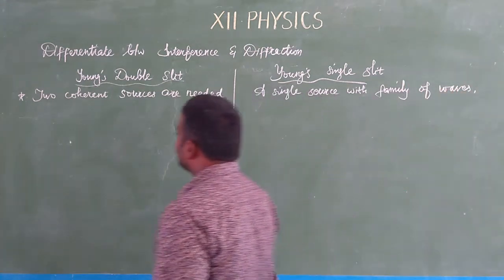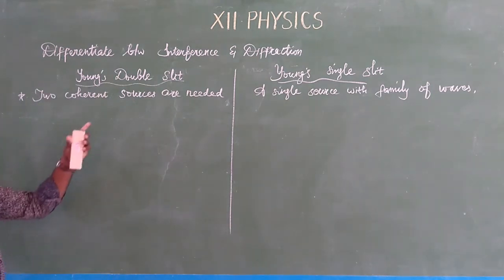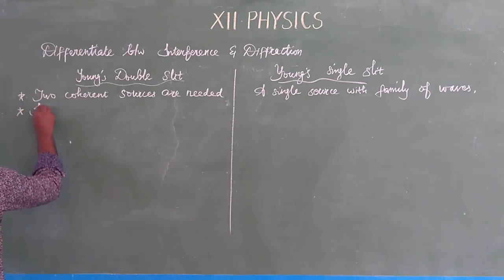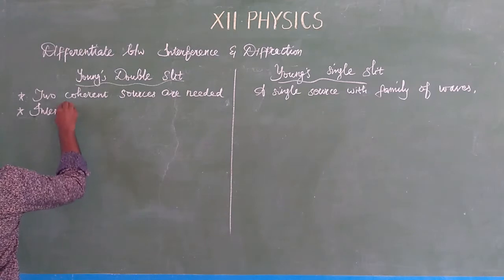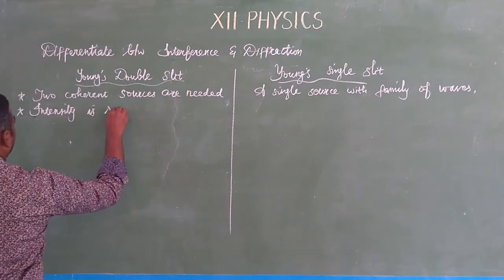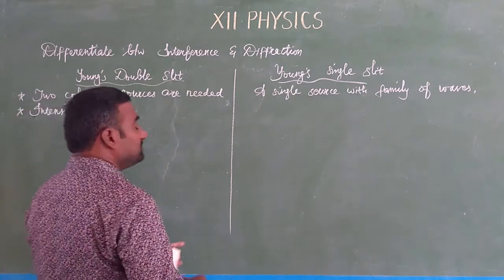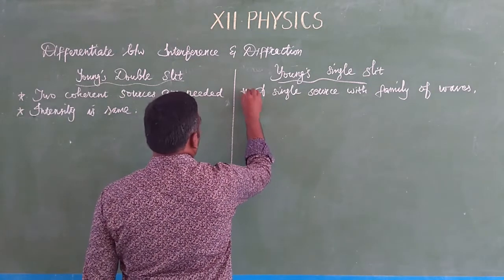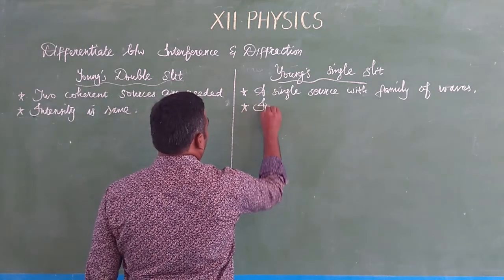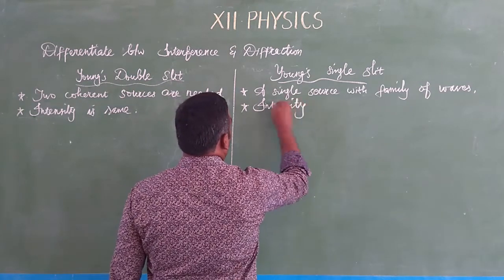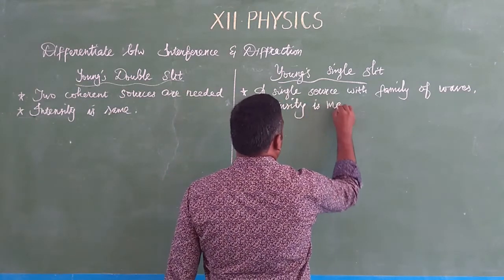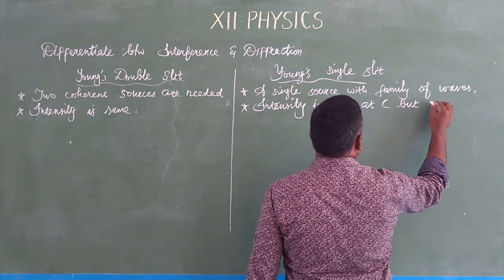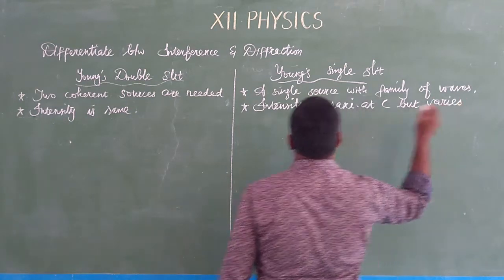Then the second one, the intensity. How is the intensity in the double slit experiment? It remains the same. The intensity is the same. But in Young's single slit, the intensity is maximum at the center but varies on either side.